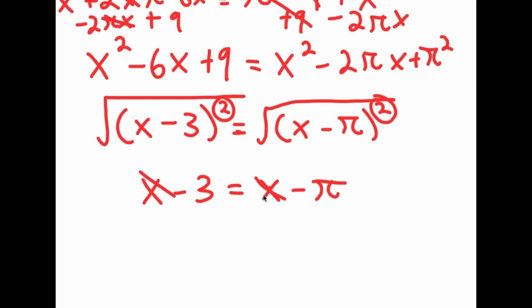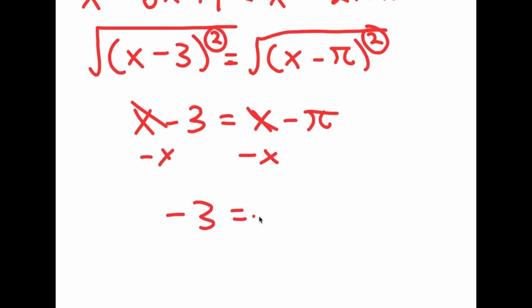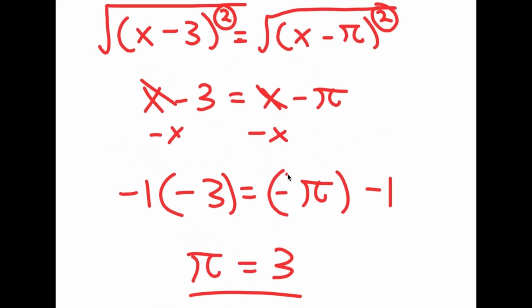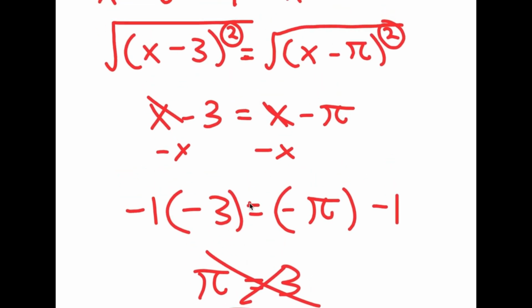Now I'm going to cancel these two x's out by subtracting x on both sides. So I get negative 3 is equal to negative pi. And if I multiply both sides by negative 1, I get pi is equal to 3. So there you have it. I just proved that pi is equal to 3. So now where did I go wrong? Because obviously we know that pi is not equal to 3. So where did I go wrong?